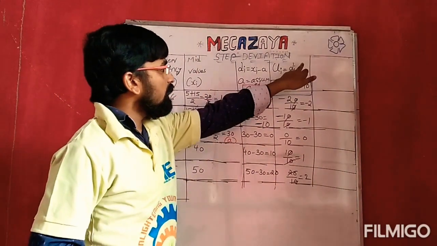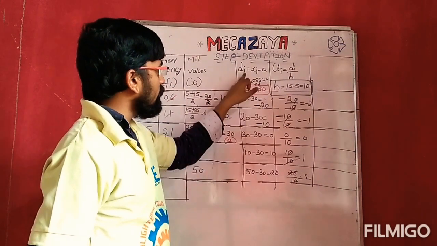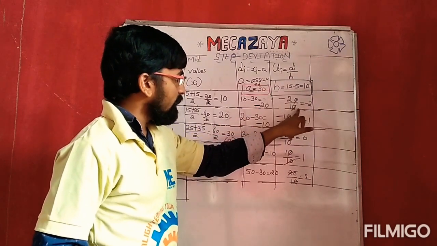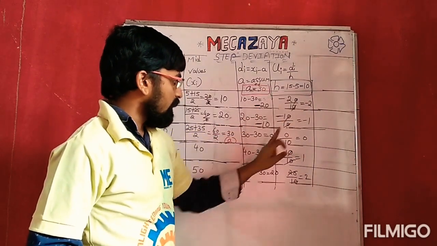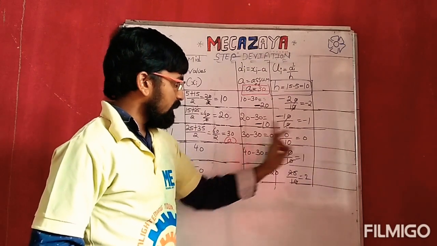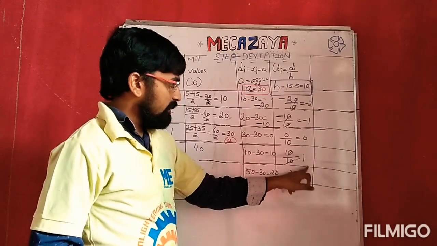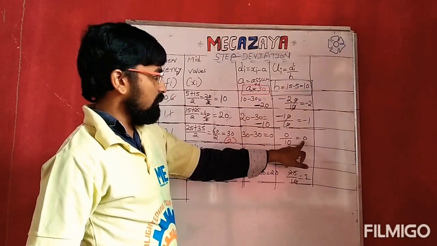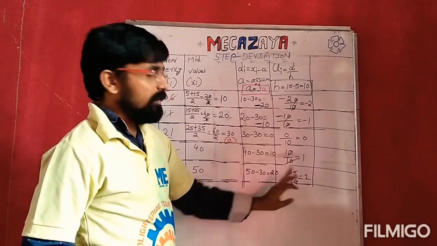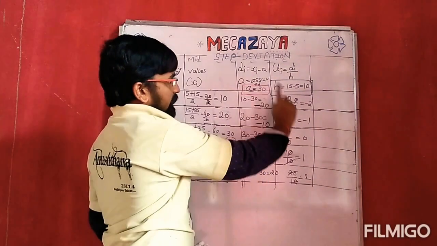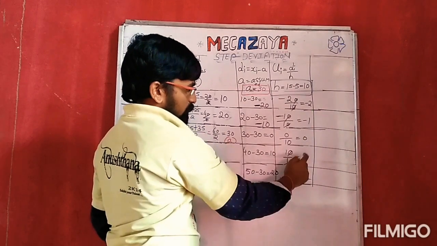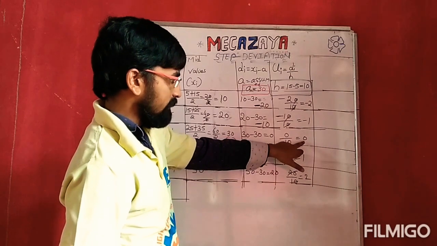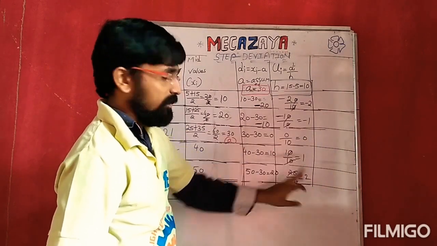ui equals di by h. What is di? Already got it here: di equals xi minus a. So minus 20 by h, which is 10, is minus 2. Minus 10 by 10 is minus 1. 0 by anything is 0. Plus 10 by 10 is 1. 20 by 10 is 2. So what you noticed here is 0, minus 1, minus 2, plus 1, plus 2. If you are not getting this, you have to check like this.